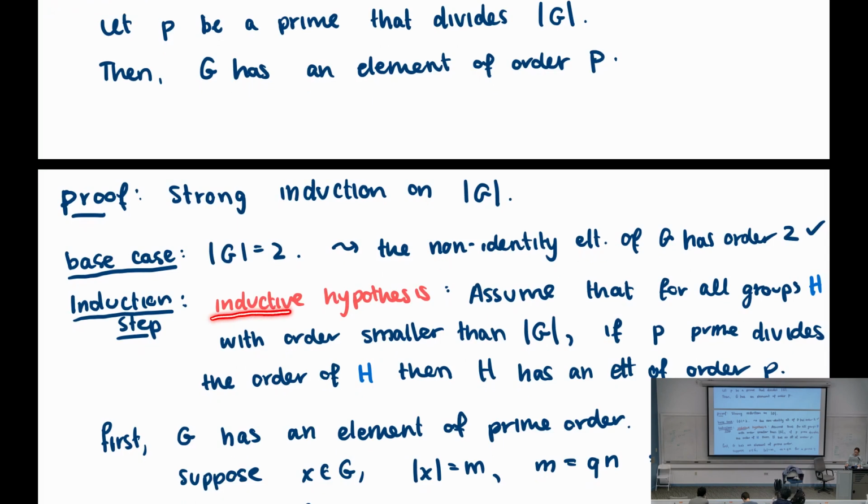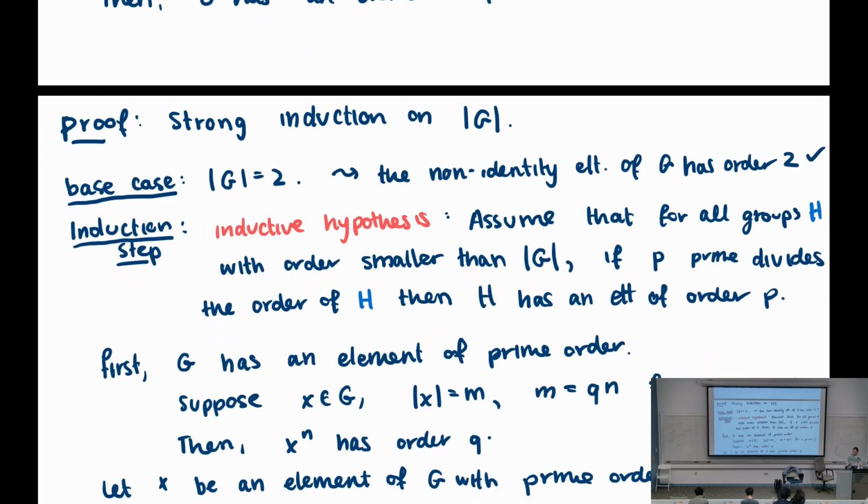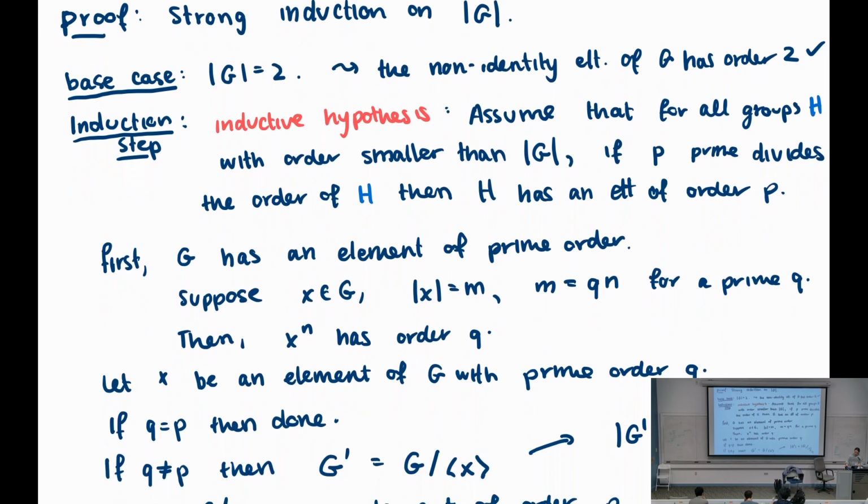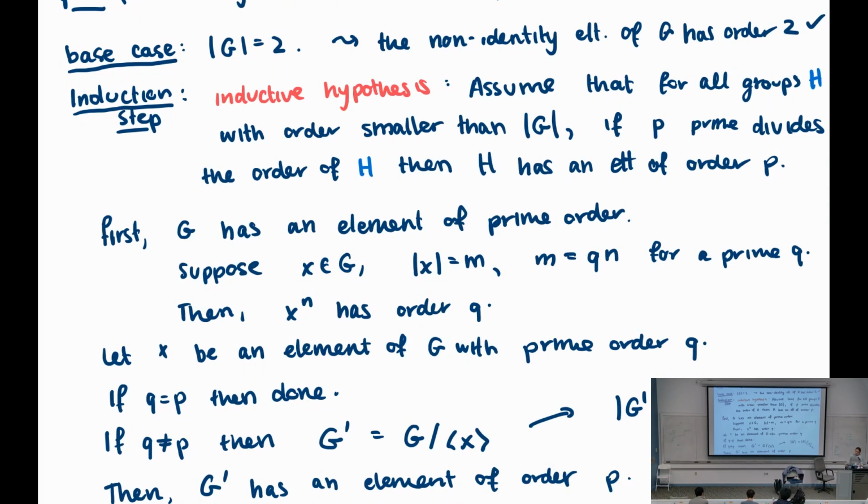For our inductive hypothesis, we assumed that whenever you had a group H with order less than that of G, if P is a prime that divides the order of H, then H has an element of order P. Then we showed that G, in fact, had some element of prime order, maybe not our favorite prime P, but of some prime order Q. Since the group is abelian, we can take the quotient group, G mod the group generated by that element X of prime order Q.